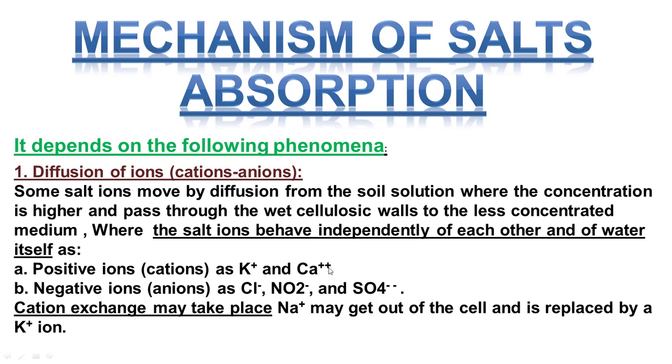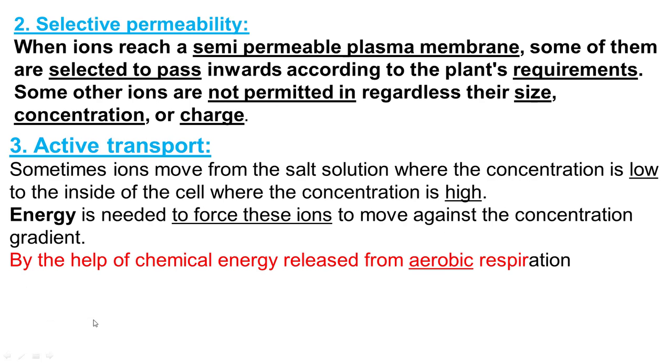Positive cations like potassium and calcium. Negative ones like chlorine, nitrate, and sulfate SO4. Cation exchange may take place: sodium may get out and be replaced by potassium. Number two, selective permeability. When ions reach a semi-permeable plasma membrane, some of them are selected to pass, as we said before. It is responsible for selectivity and selects which element can pass and which cannot, according to size, concentration, and charge.